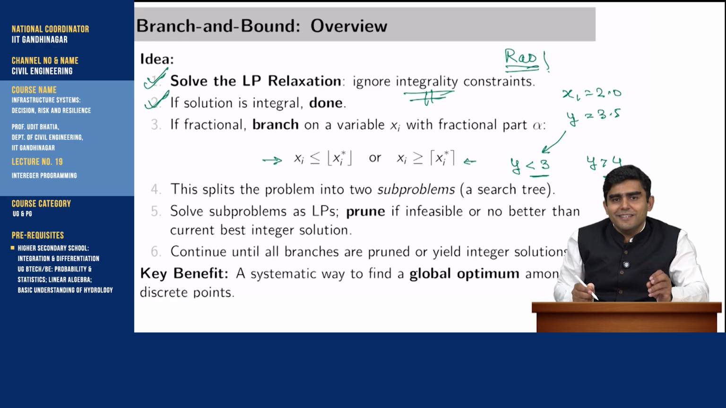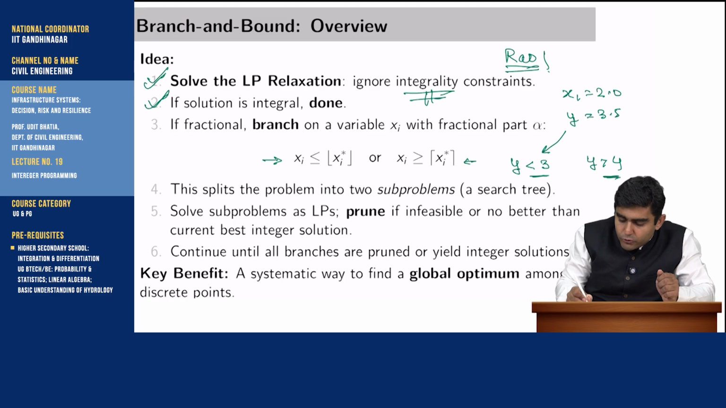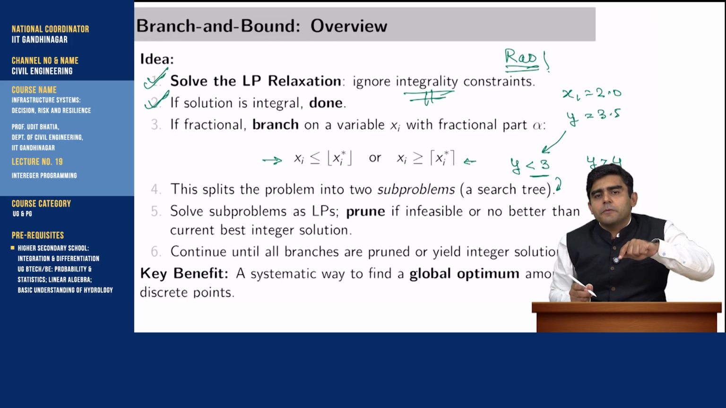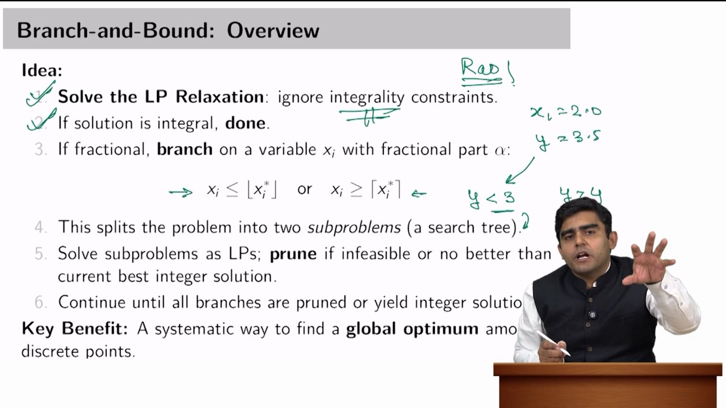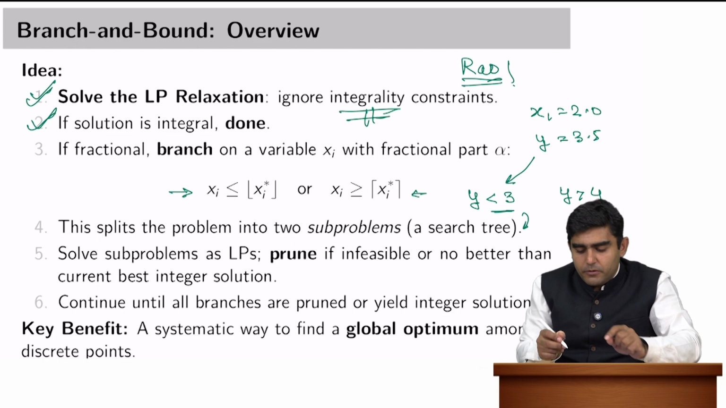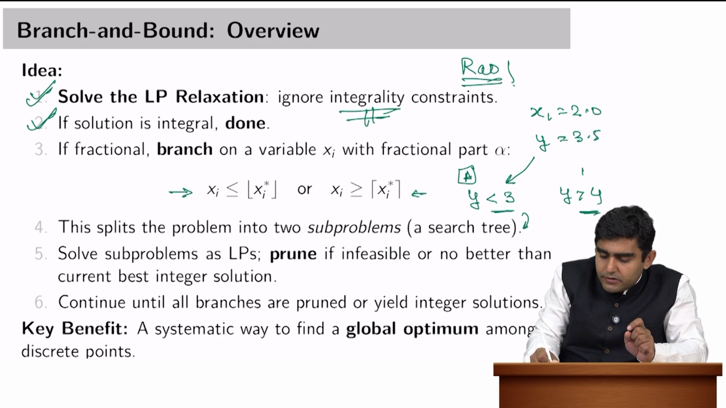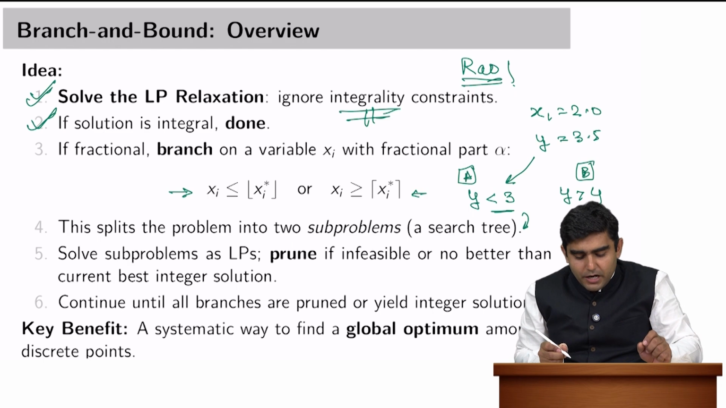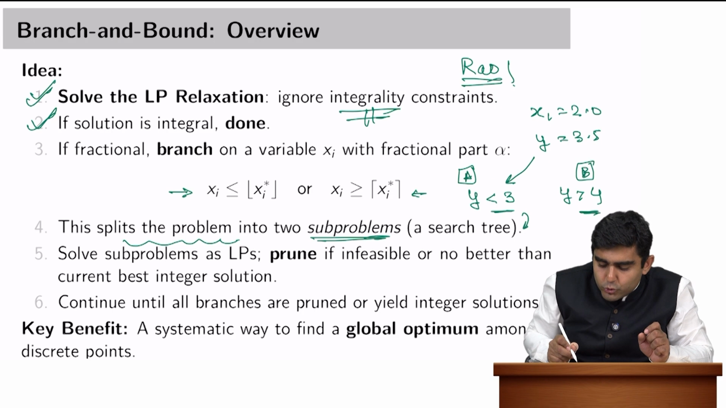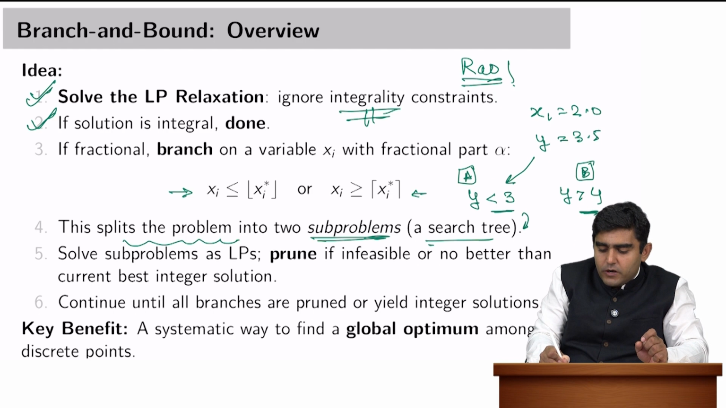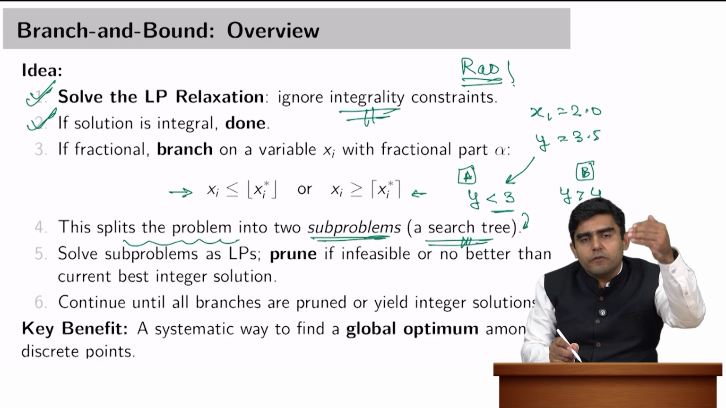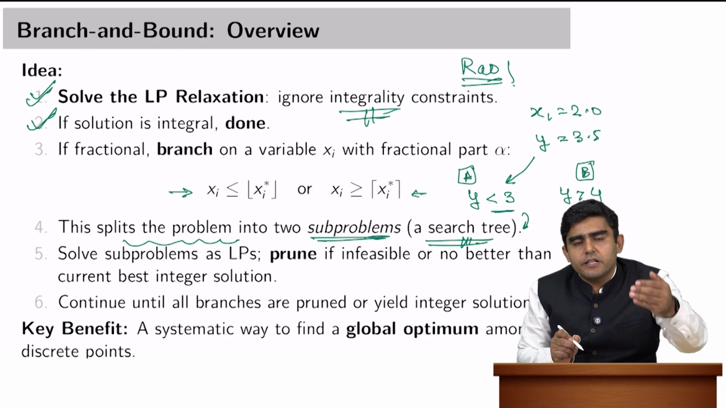There is a bound here, this is the lower bound and this is the upper bound, and then we will introduce this as an additional constraint into our original optimization problem, and we will solve two branches now. One with the original set and one additional constraint coming from branch A, and another set coming from branch B. We would say that now we have split this problem into two subproblems, and sometimes we also call it a search tree.